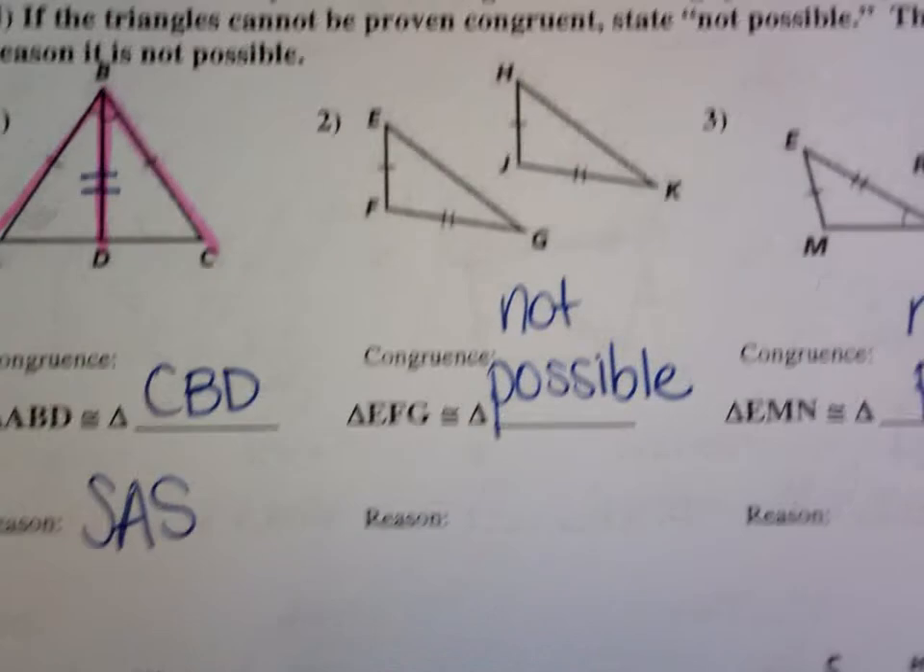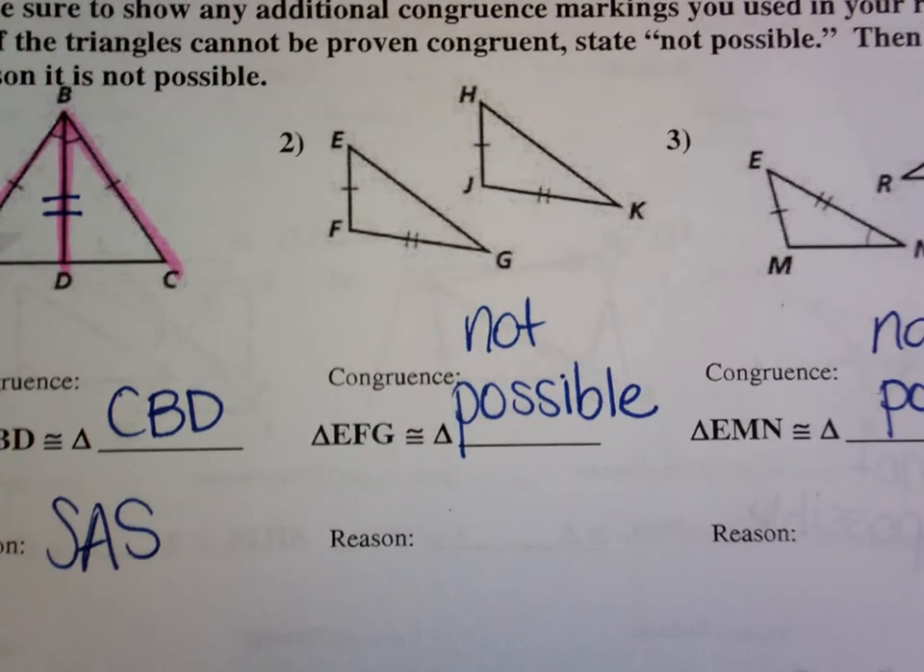In number 2, I only had 2 pieces of information. I don't have any more information than that. There's no shared side, there's no vertical angles, there's nothing to tell me anything else is congruent. So that's it, not possible.